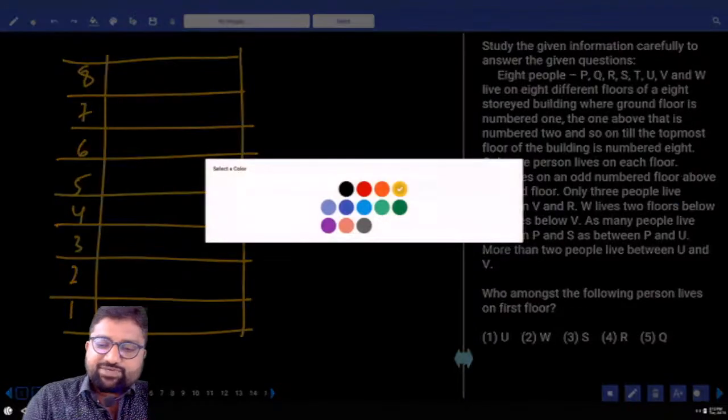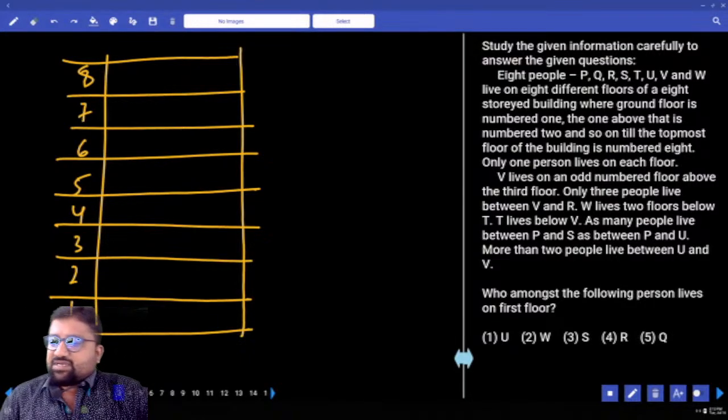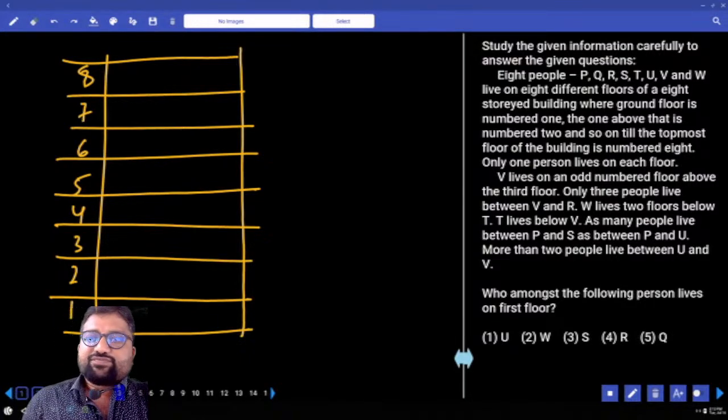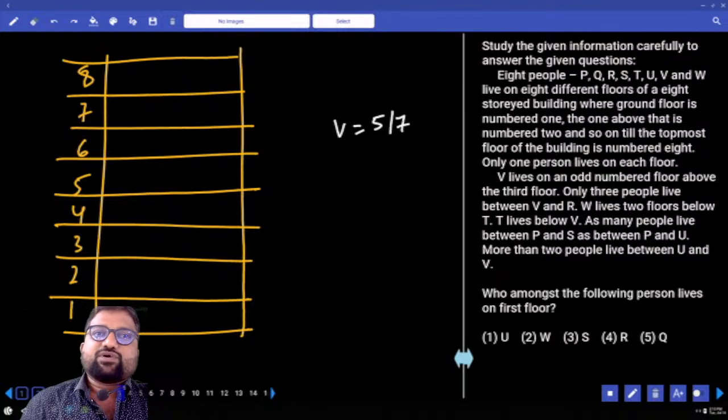Come on, read the first point. V lives on an odd number floor above third floor. V lives on an odd number floor above third floor. It should be either 5 or 7.